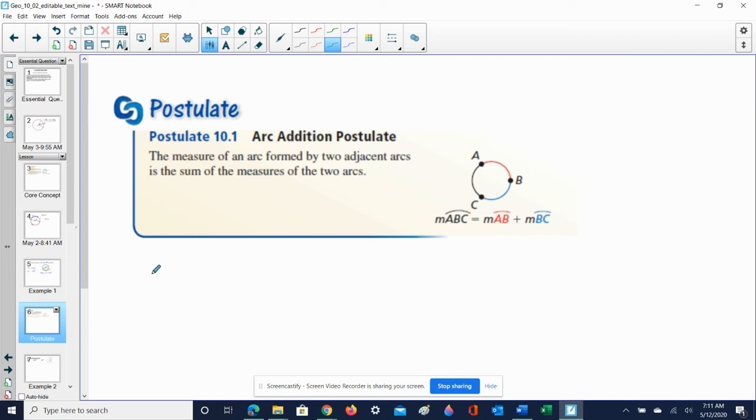Postulate, you don't really need to know this. Arc addition is the same as angle addition. It's the same as segment addition. If two arcs are next to each other, we can add them together and get the whole arc. That's all that says. The whole is equal to the sum of its parts. Haven't heard me say that in a while, have you?